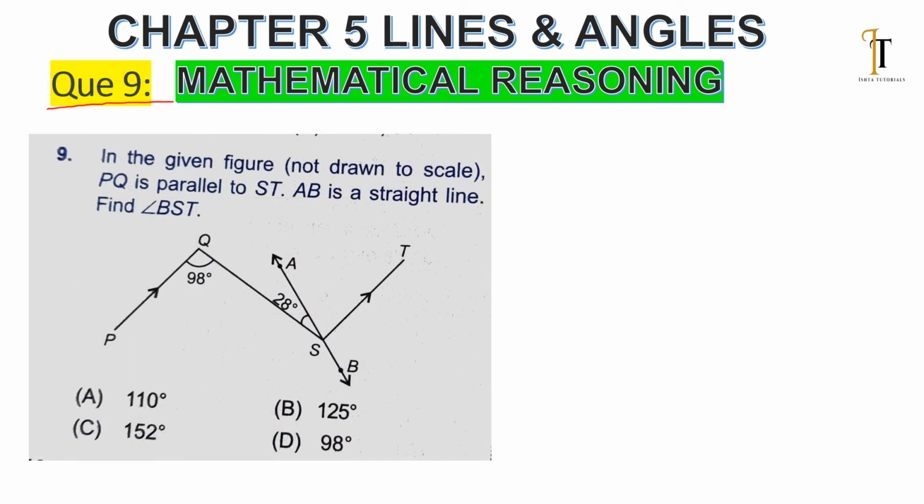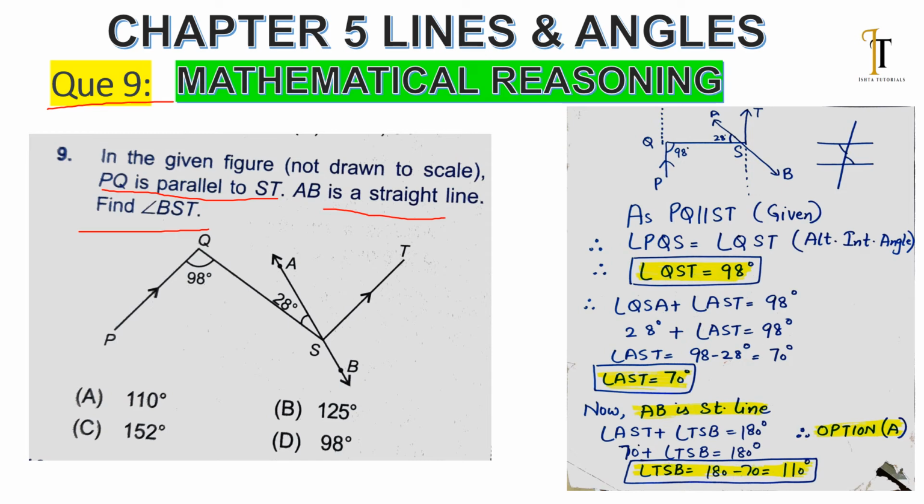Question number 9. In the given figure, if PQ is parallel to ST and AB is a straight line, then find angle BST. So students, let's check the solution. We have extended PQ and ST. As given, PQ is parallel to ST, then angle PQS must be equal to angle QST. Reason is alternate interior angles. Therefore, angle QST will also be 98 degrees.